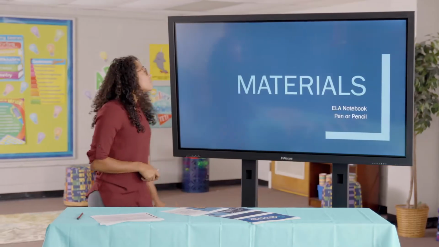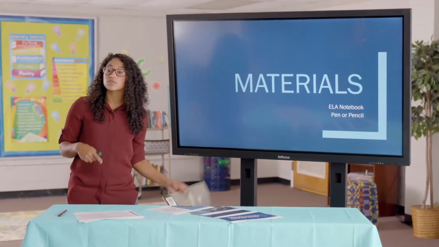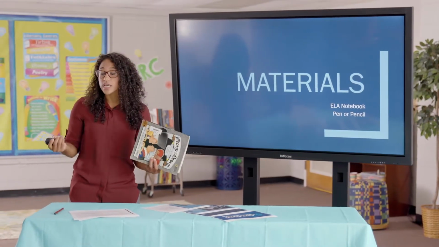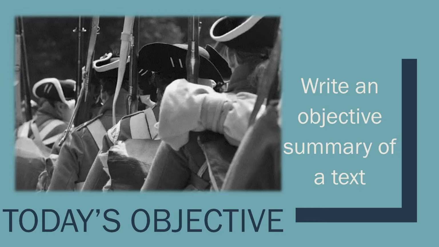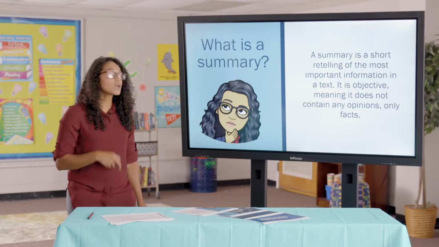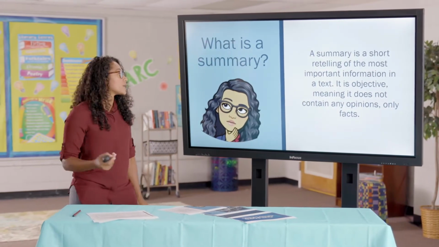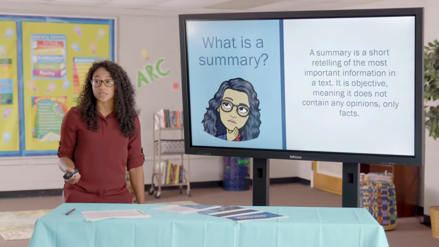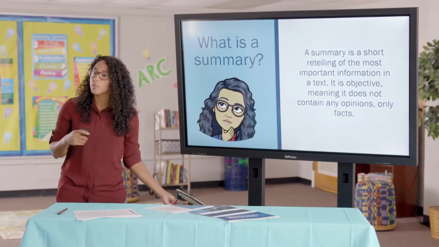For this lesson, you'll need your ELA notebook, a pen or pencil, and the book George versus George, our core text for this unit if you have it. Today, we are going to be writing an objective summary of a text. A summary is a short retelling of the most important information of a text, and it is objective, meaning it doesn't have any opinions or facts, and this should be a review from our previous unit.